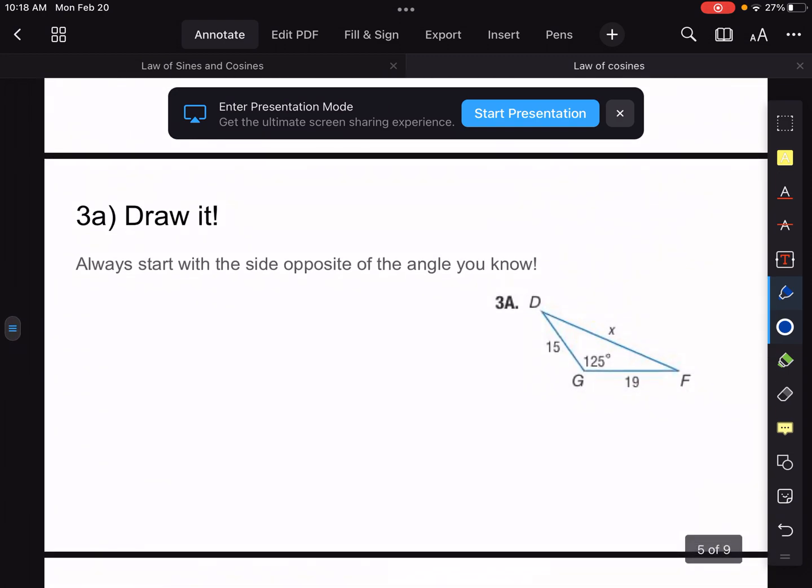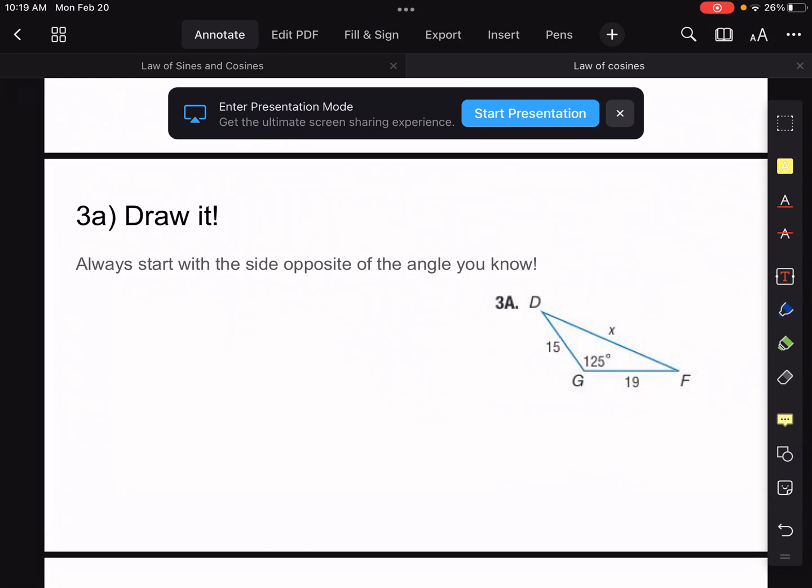So here we go. For the steps to doing this, you're going to want to draw it out if it's not drawn for you. On 3.8, there's one drawn for you. The biggest hint with this is to always start with the side opposite of the angle that you know. We know one angle here, so we're going to start with that. And I'll make some sense of this equation here.